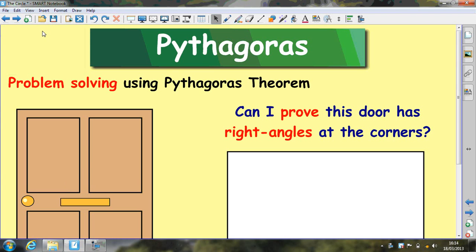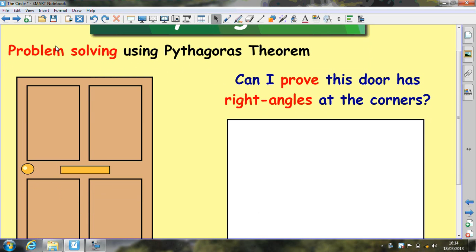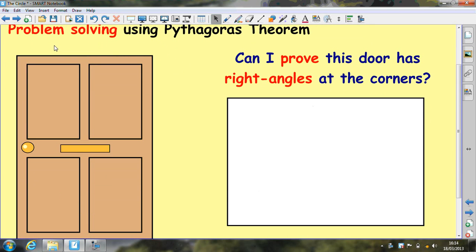In this lesson, we're going to use Pythagoras' theorem to prove a right angle exists. The question here is, can I prove this door has right angles at the corners? Well, what you could do, if you were a joiner for example, is create a triangle at the corner of the door and make measurements on it, something like this.